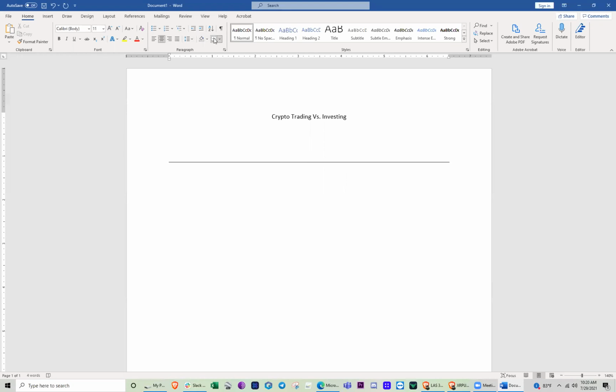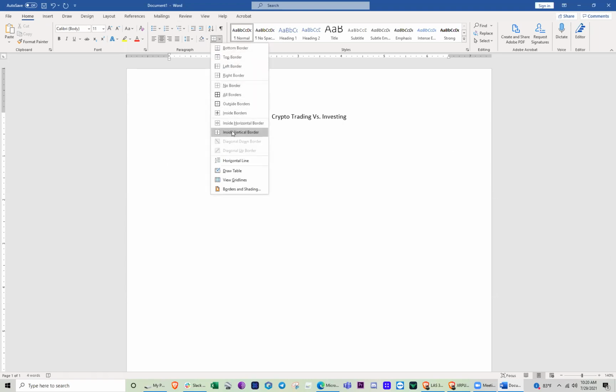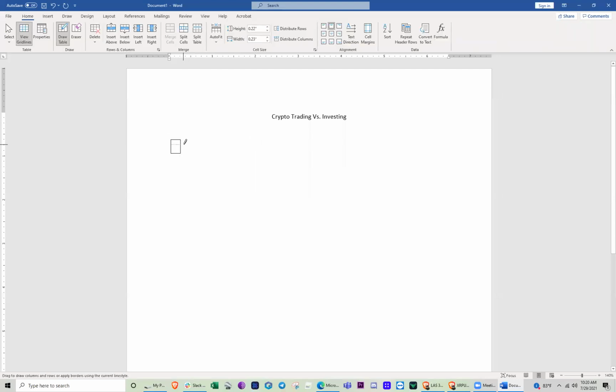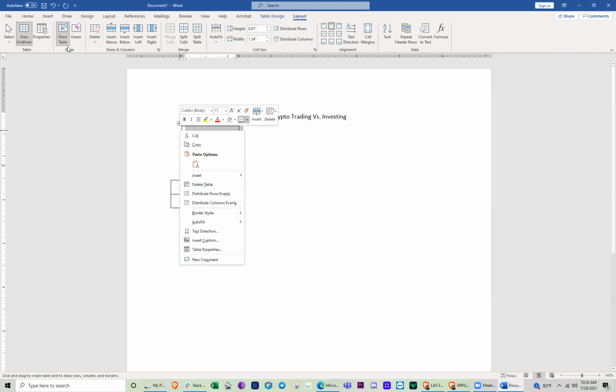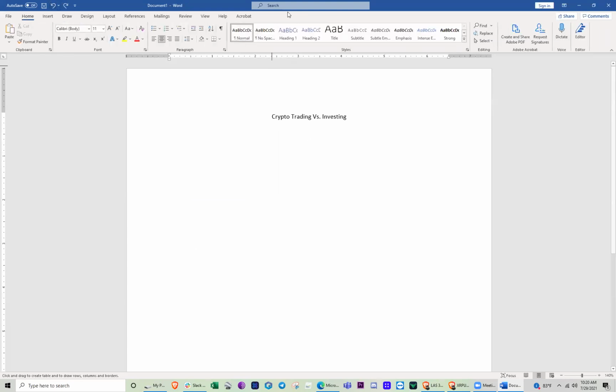Oh no. Let's draw a table. This is weird. All right, never mind, let's just keep it simple. Now, how do I get back to my cursor? Yo, this is wild. Give me a second. This mouse is.